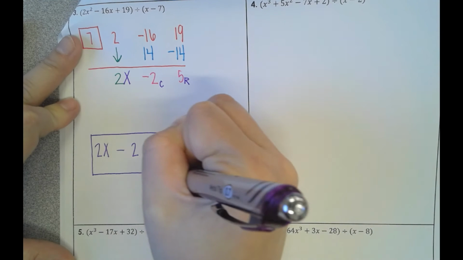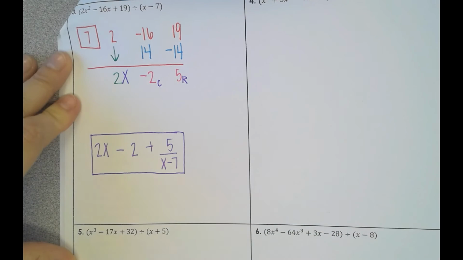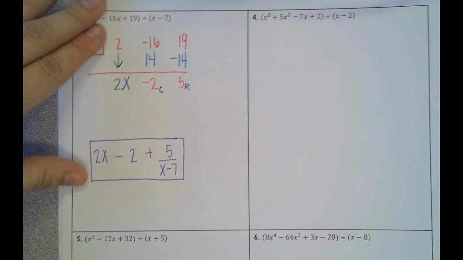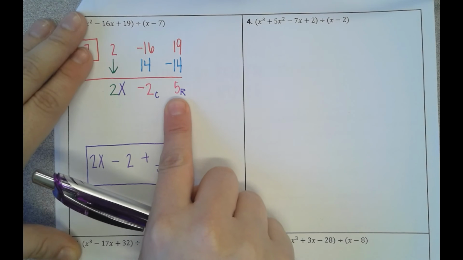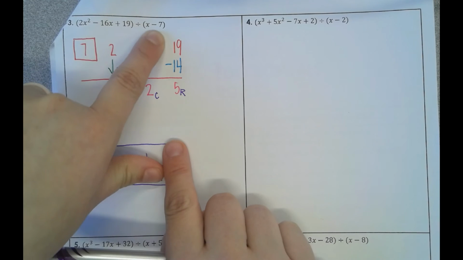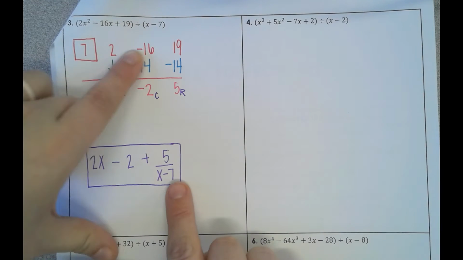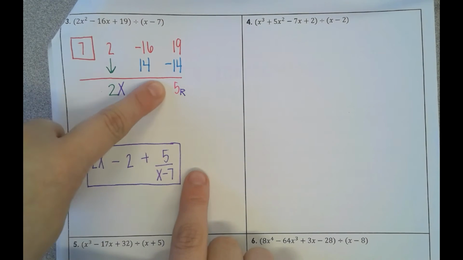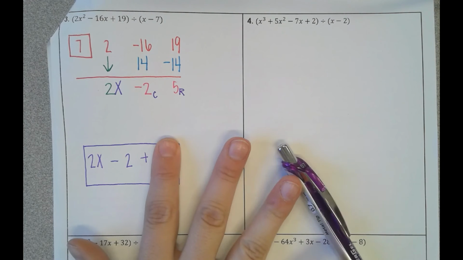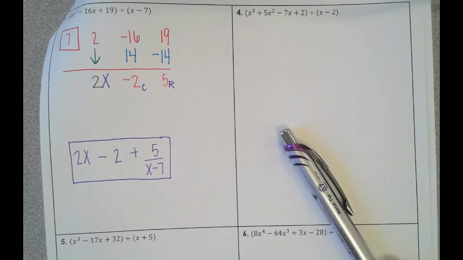Okay. For the last part, you always just put the last parentheses. If you have a remainder, it always goes over whatever you are dividing by, that x minus 7. If your remainder is 0, like if that said 0 instead of 5, you wouldn't have any of that. It would just stop at the minus 2.